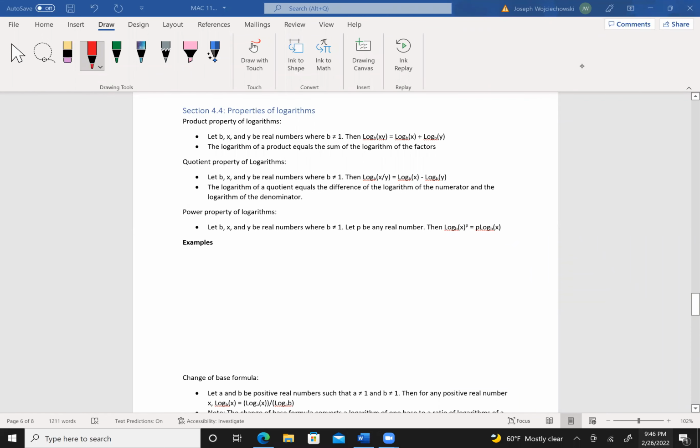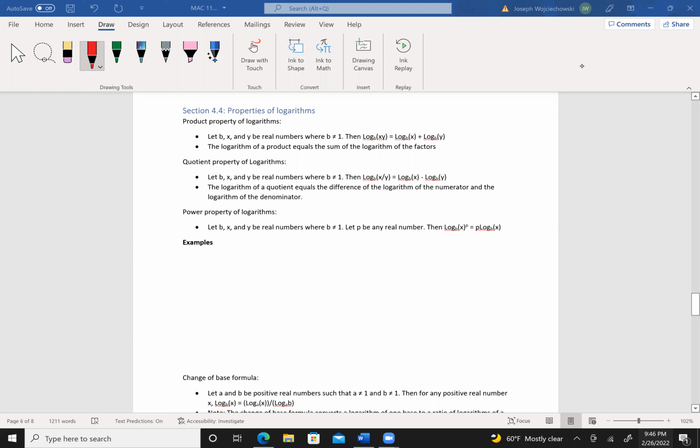We have a quotient property here. Again, letting b, x, and y be real numbers, b not equal to 1. The log base b of x divided by y is the log base b of x minus the log base b of y. In other words, the logarithm of a quotient equals the difference of the logarithm of the numerator and the logarithm of the denominator.